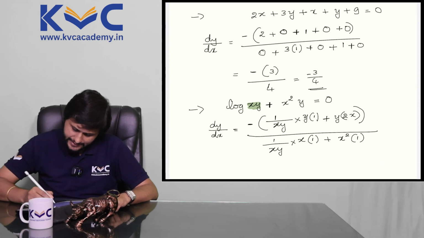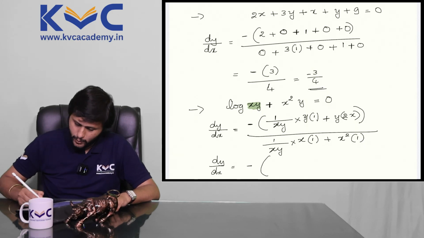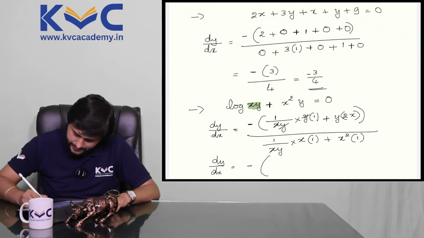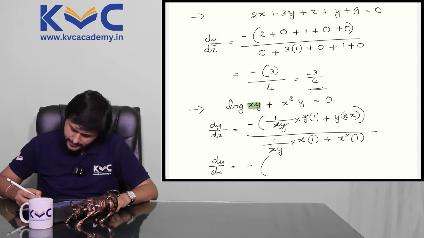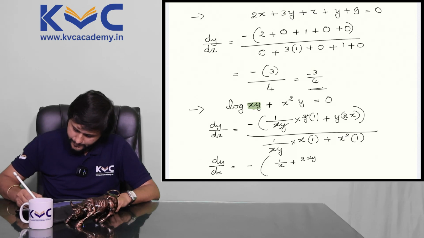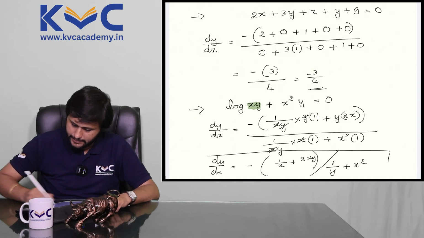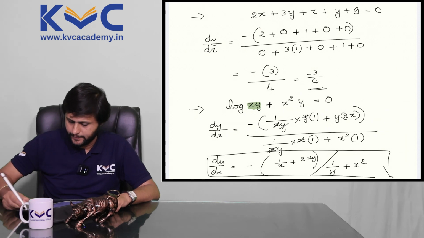One of the y gets cancelled. So we get dy by dx equal to minus sign outside. We have one y cancelling over here. Fine. And then that's it, right? Yes. 1 by x plus we have 2xy, all divided by 1, x gets cancelled over here, 1 by y plus x square. This is my final answer.